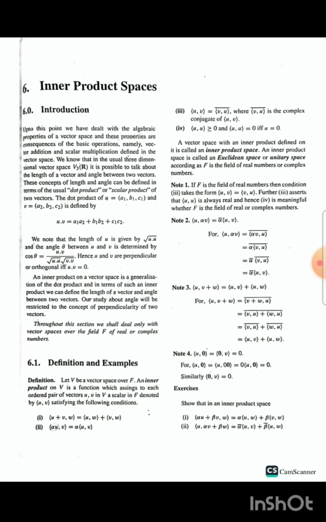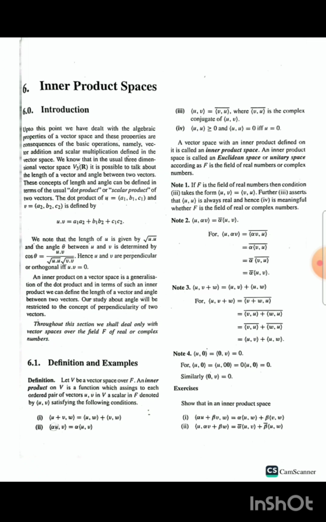Note: if F is the field of real numbers, then the third condition, which is the conjugate condition, becomes the inner product of u, v equal to the inner product of v, u when the field is real numbers. Further, the third condition asserts that the inner product of u, u is always real, and the fourth condition is meaningful whether the field is real or complex numbers.